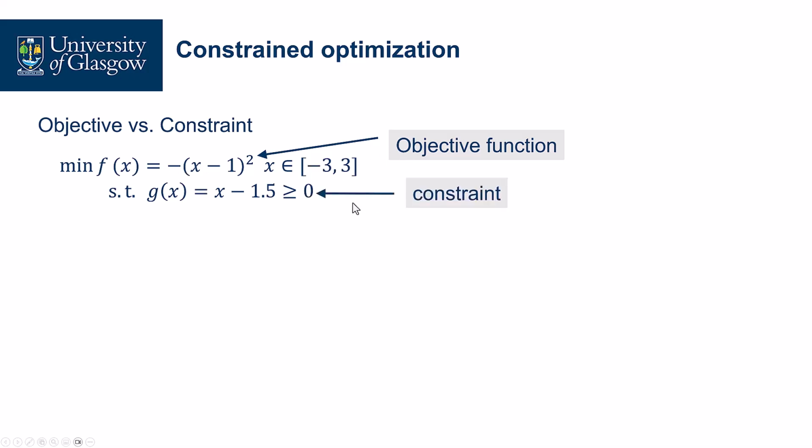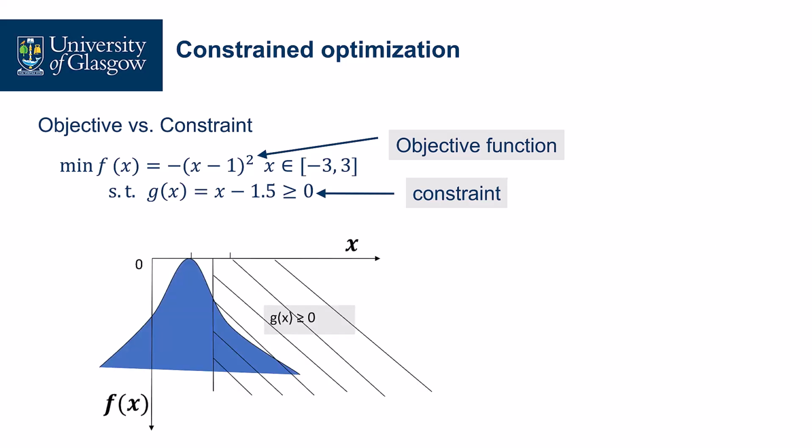Here we have another thing. We call it a constraint. We call it subject to g(x) equals x minus 1.5 larger than or equal to 0. It means that under this condition, once this is satisfied, then we minimize the value of f(x). So this is different from the previous problems, and there is only one objective function.